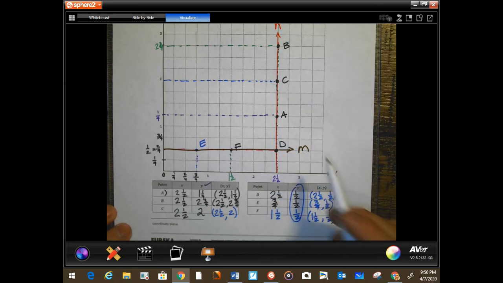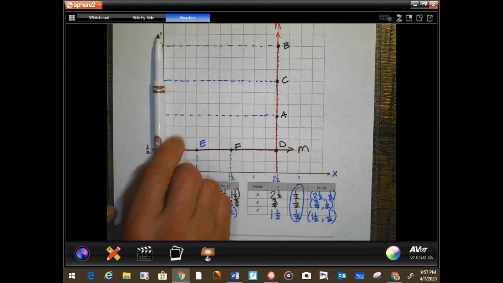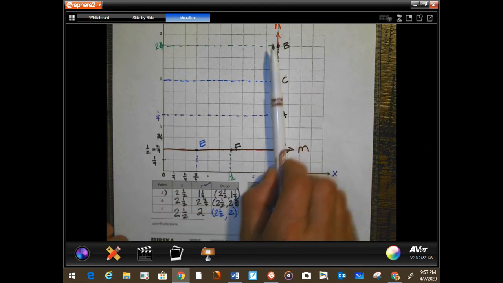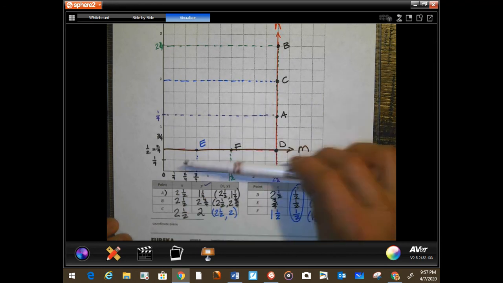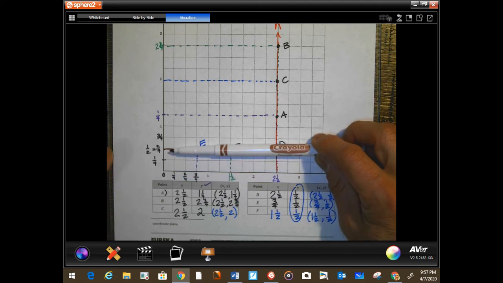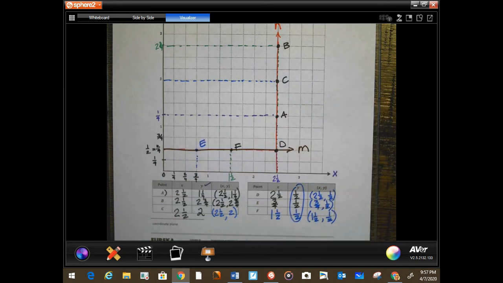It's line N, which is parallel to the y-axis, and we can say that line N is 2.5 points away from y. And then we have line M, which is parallel to the x-axis, and it's 2 and a half away from x. So y is half away from x. So notice that we have two lines that cross each other, and they're perpendicular lines.